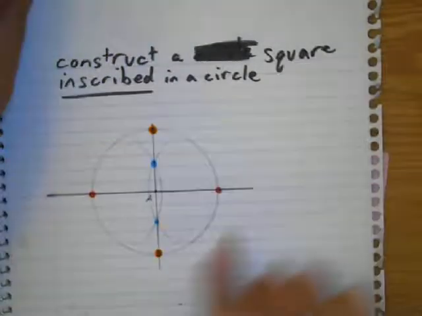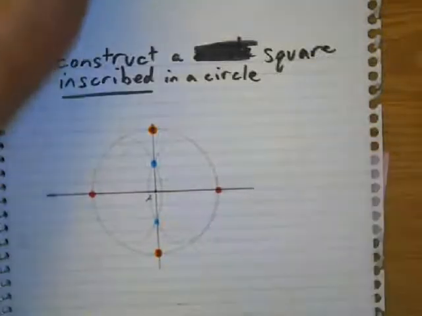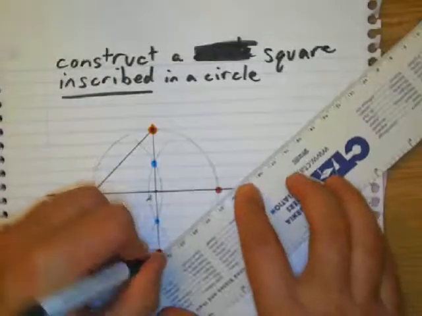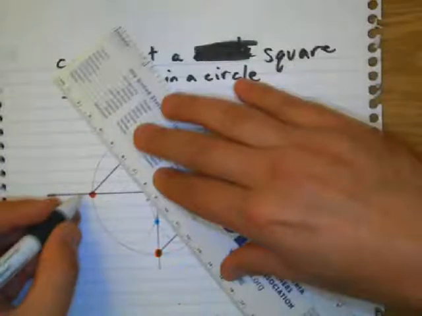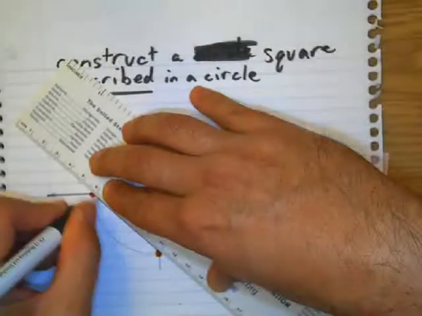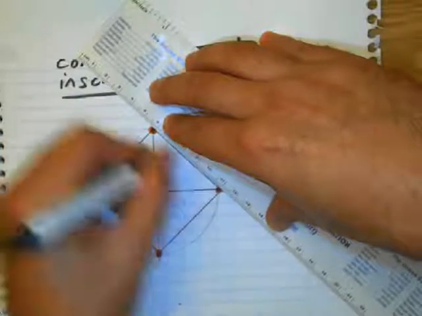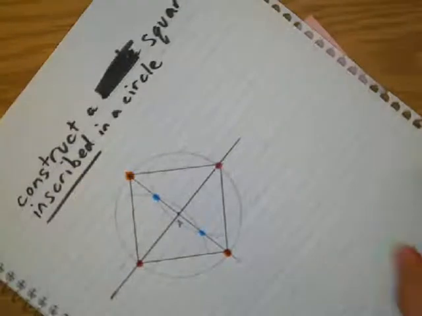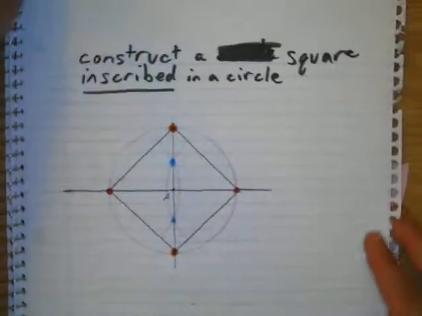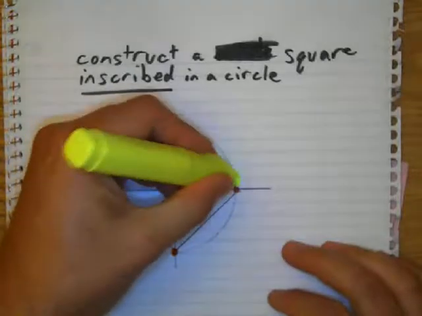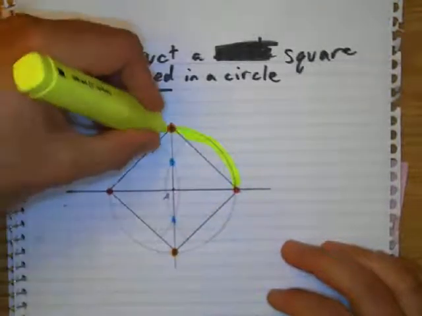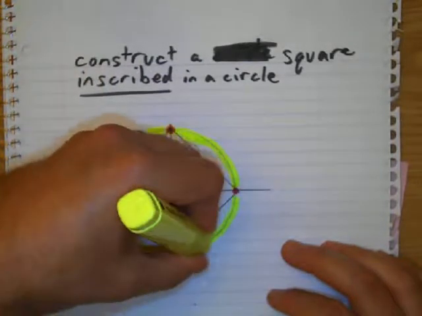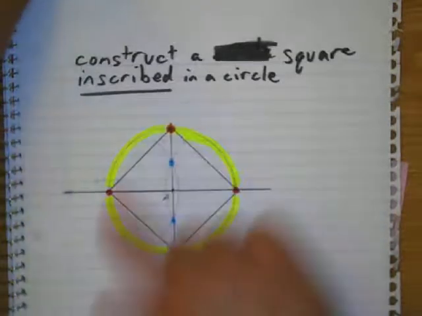I've got my circle here, and if I want to make a square, I just connect the orange dots to the red dots. And there is my square inscribed inside the circle. Just for fun, I'm going to highlight my circle with yellow. Okay, and there's my square inscribed in the circle.